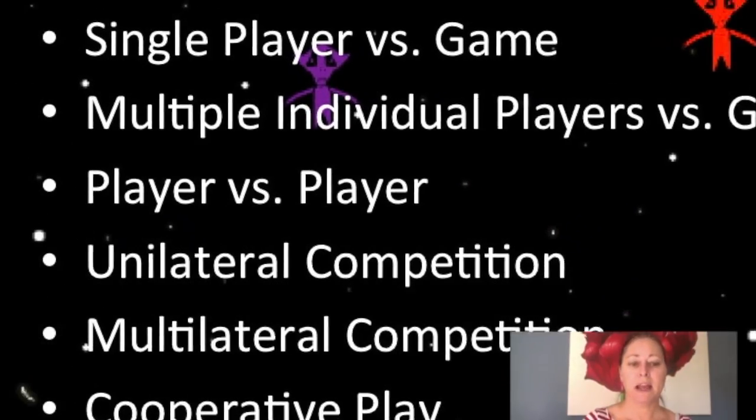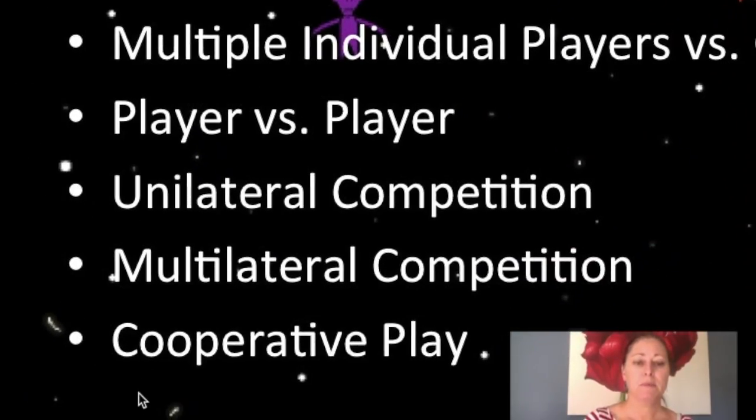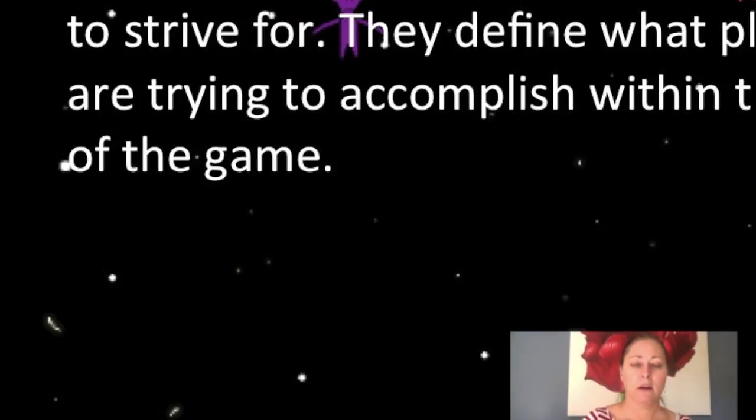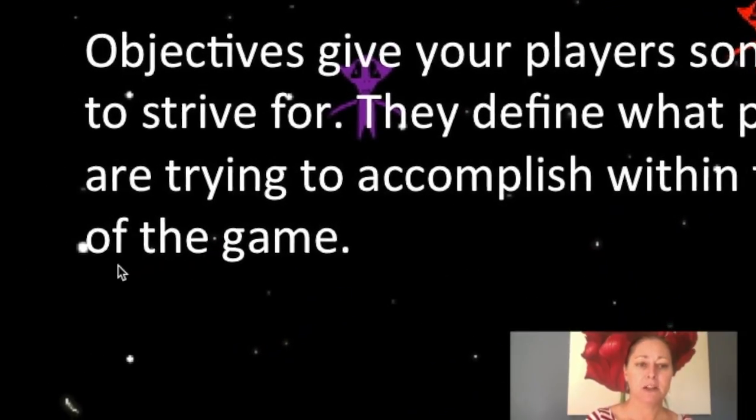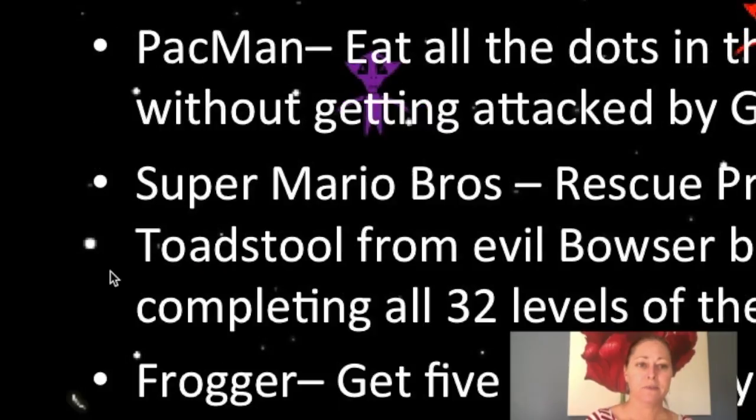And then cooperative play, where people are playing toward an end goal and they're helping one another in order to achieve that ultimate outcome. So objectives. The point of your game. So why it is the players are playing, what they hope to achieve in the game. That's pretty straightforward. So just making sure that you have some clear objective for the player.